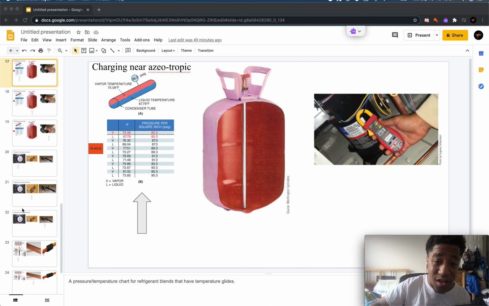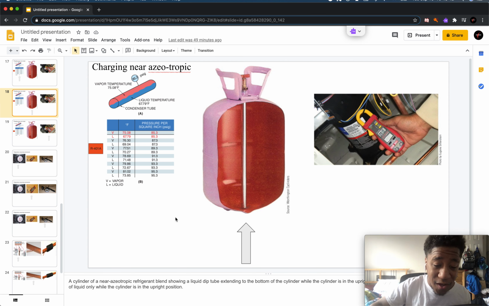We have charging near azeotropic refrigerants, and here in this first picture we have a pressure or temperature chart showing four refrigerant blends that have temperature glides. So temperature glides, meaning it can go up and down depending on what you're doing with the refrigerant.